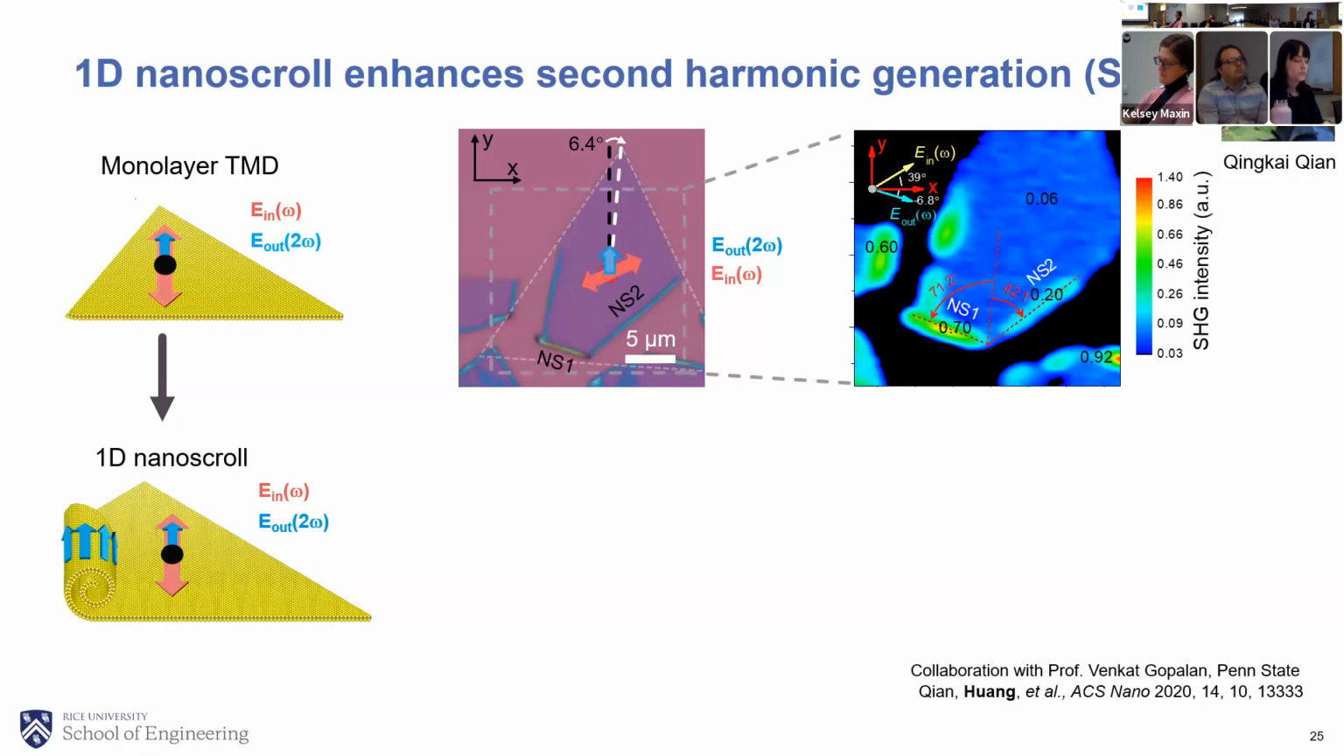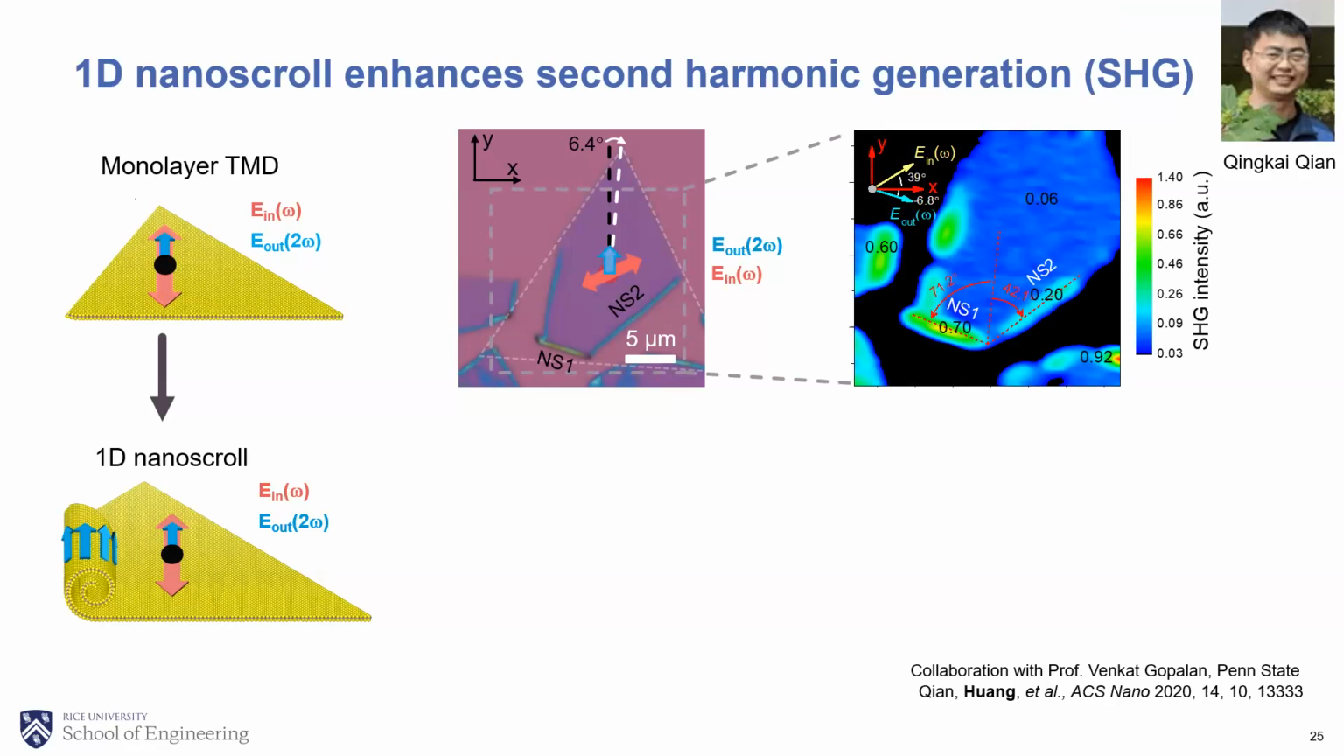Now, if we map the SHG intensity for the sample, we can see apparently the nanoscrolls give you a higher SHG intensity compared to the monolayers. Next slide.